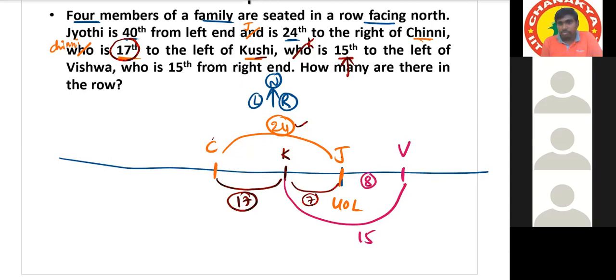Now one more piece of information is given. Vishwa is 15th from the right hand. So if you know any one person's position from the left hand and the right hand, we can find the number of persons in the row. Yes or no? If we know any person's left position and right position, we can give the number of persons in the row.